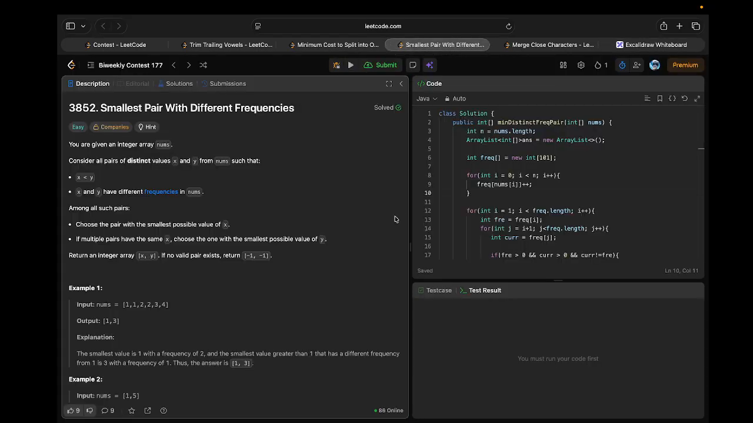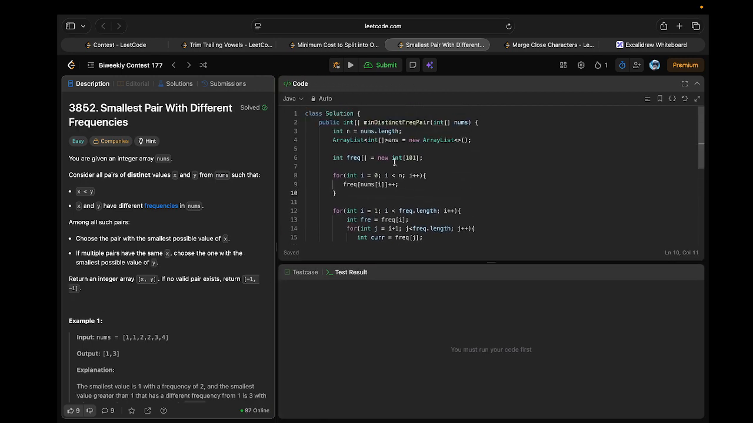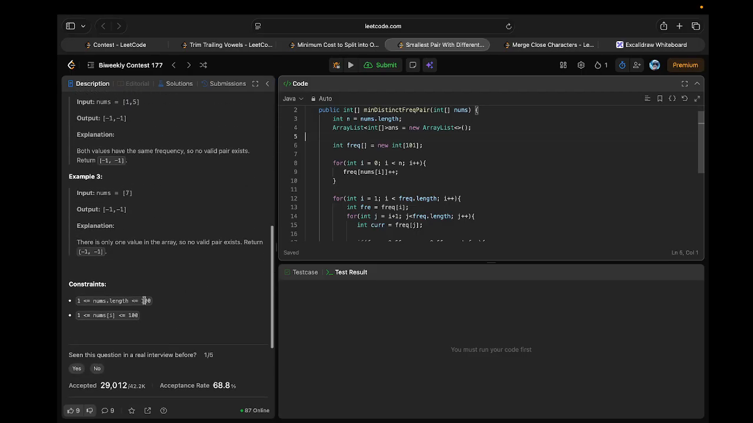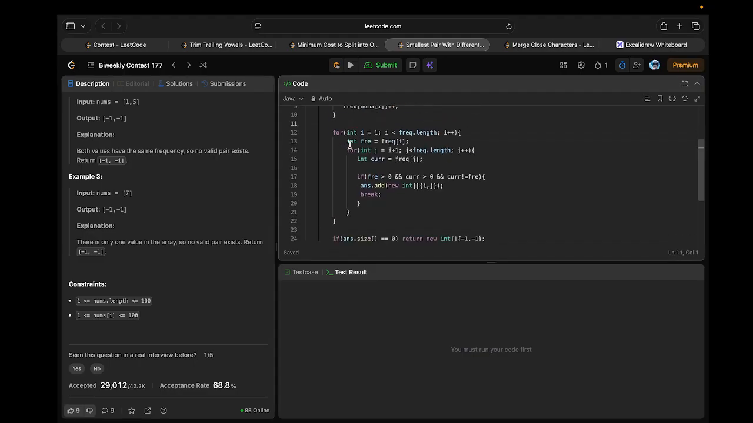If you see, the code is also similar to what I told you in the problem statement. I have created an array list, and after that I have created a frequency array of 101 size, because the nums length and nums size are less than 100. After that, I'm just counting the frequency of each number from the array.